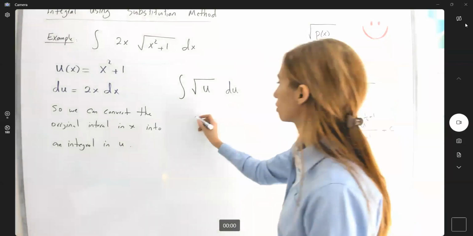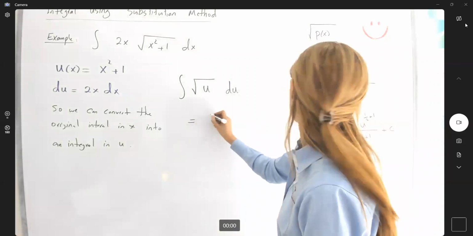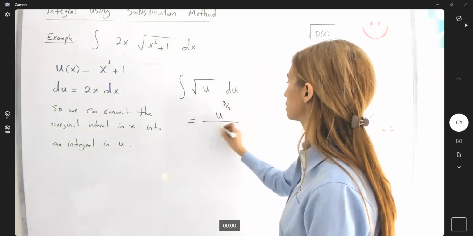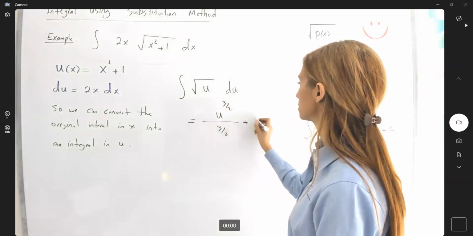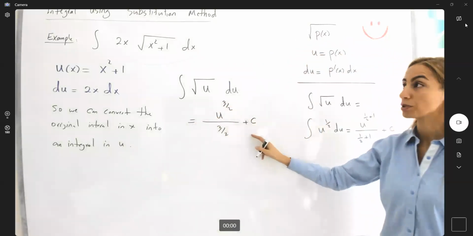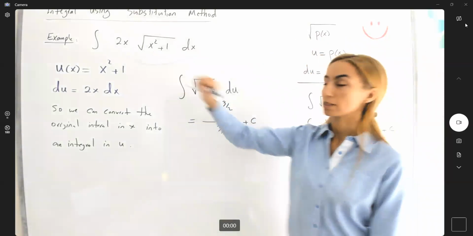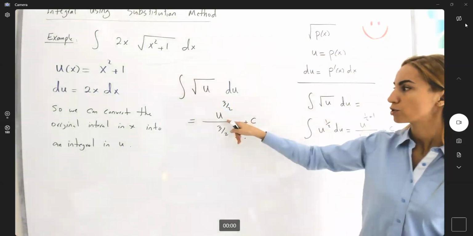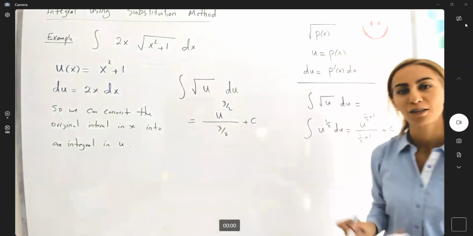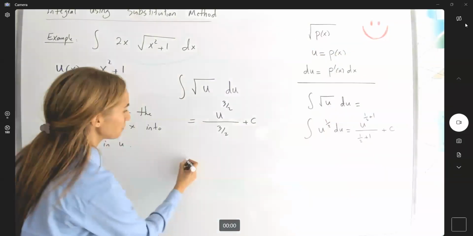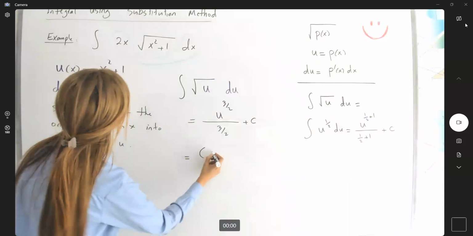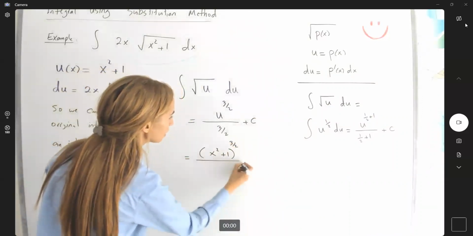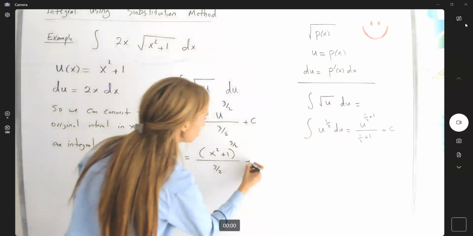So this integral becomes u to 3 halves divided by 3 halves plus c. But we're not going to stop here. The original integral is in x, so the outcome must be in x. But what was u? u was x squared plus 1. This becomes x squared plus 1 to the 3 halves divided by 3 over 2 plus c.